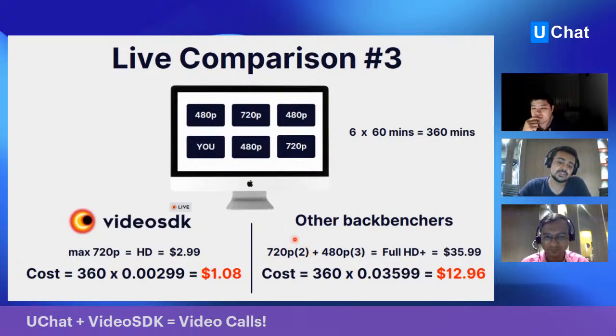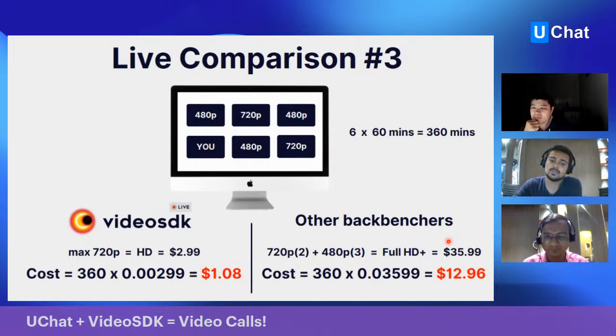Other providers are charging 720p resolution two times for these two participants, 480p three times for these three participants. Then they consider the whole screen resolution to be full HD plus. Obviously, my camera feed is not getting uploaded technically, so I am not getting charged for that. So full HD plus resolution would be charged, and that rate would be almost $36 per 1000 minutes.